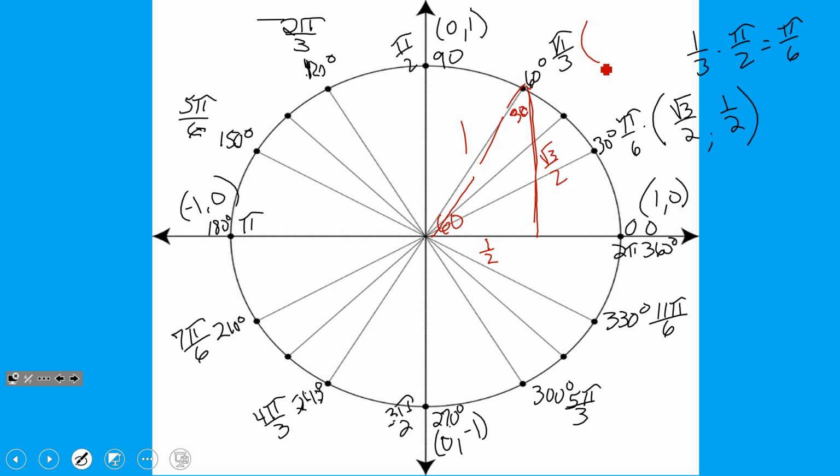So if I go up here and write the coordinate, it would be 1/2 and then square root of 3 over 2. They're just going to be the opposite. Because one's going to be 30, 60, 90. One's going to be 60, 30, 90. Okay, they're just going to be opposite.